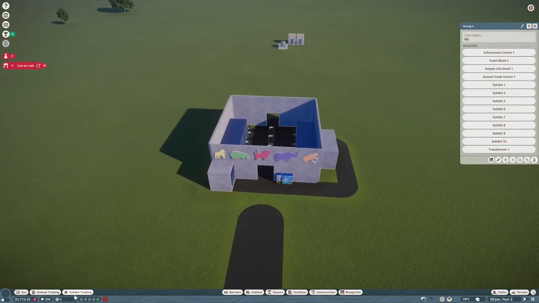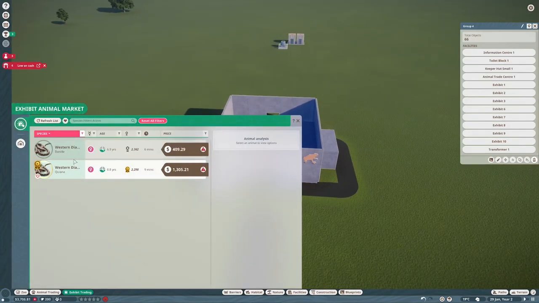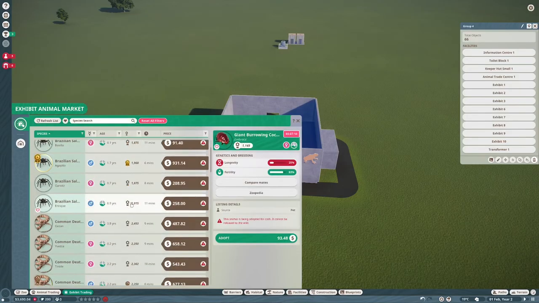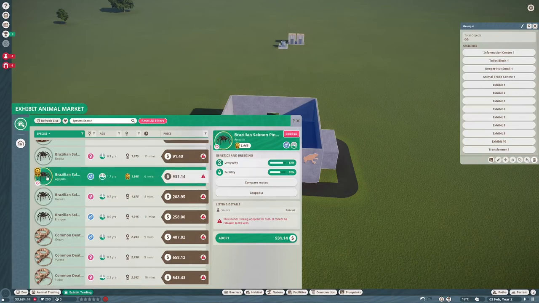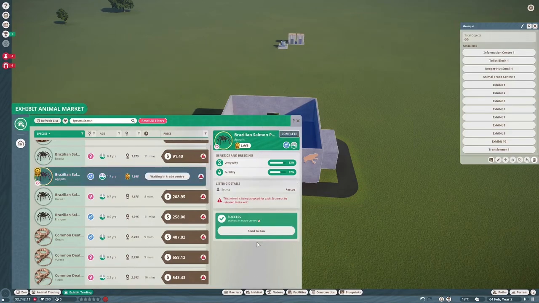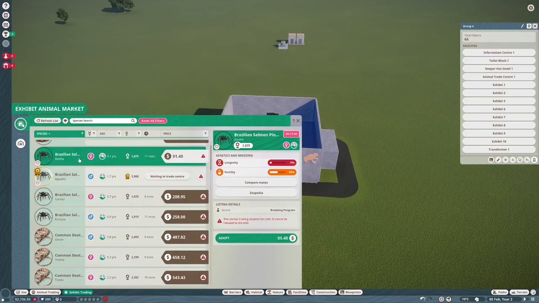Okay, exhibition market. Alrighty, well this is kind of awkward. We have not very much on the market. Alright, refresh, we do. Okay, we'll take a Brazilian salmon pink. I think this was the highest grossing spider, actually, or exhibit animal that I witnessed.